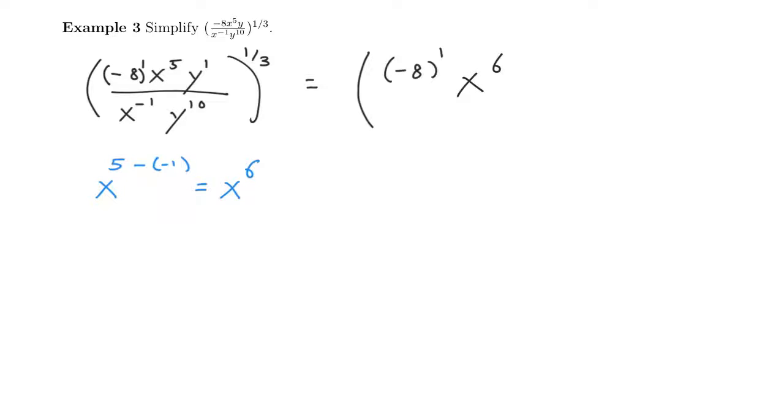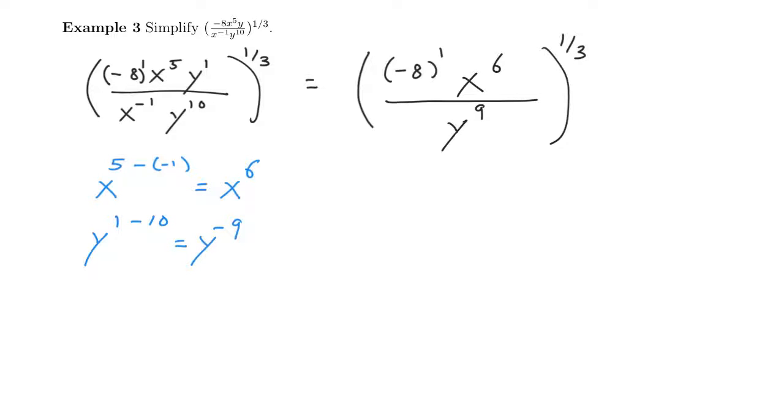And then let's see, we have y to the 1st divided by y to the 10th. So again, for that piece, thinking about it separately, that's y to the first minus 10, which is y to the negative 9. And that negative 9 means I can place that in the denominator. So I'll do this. And this is all to the 1/3.